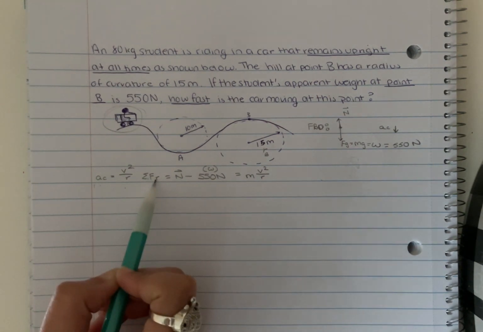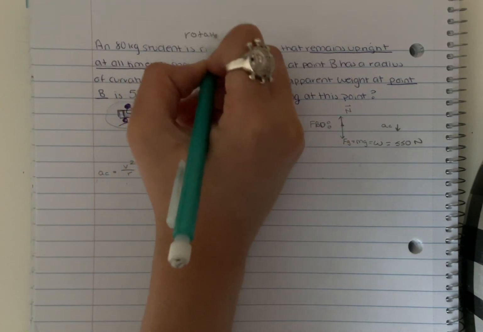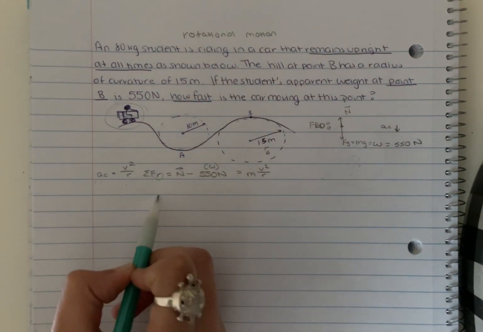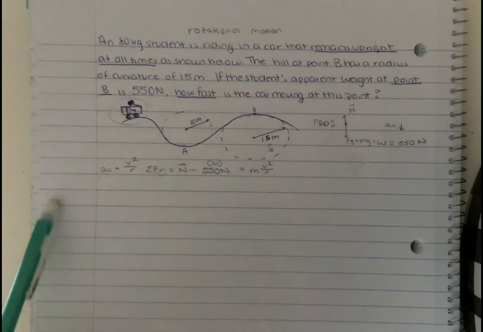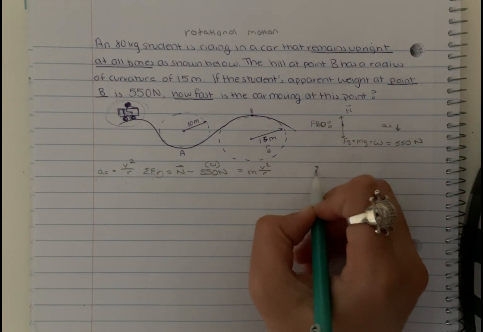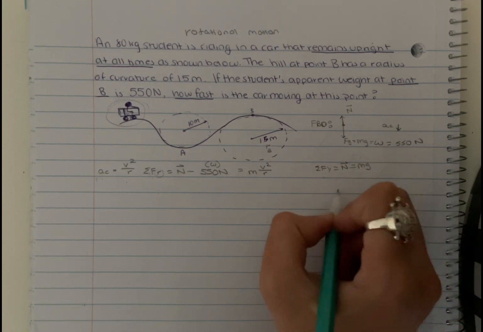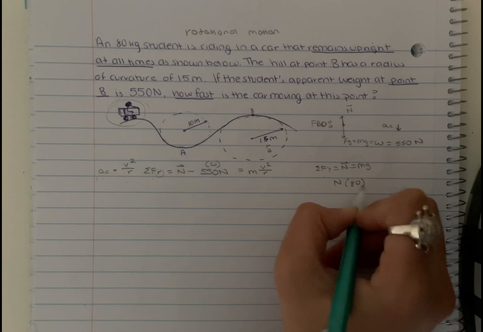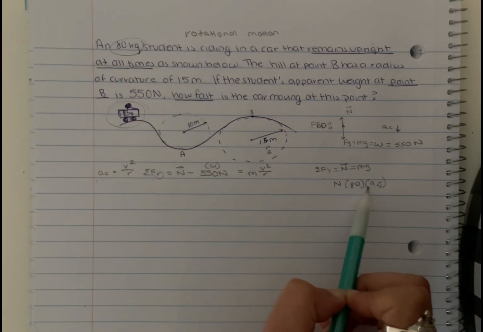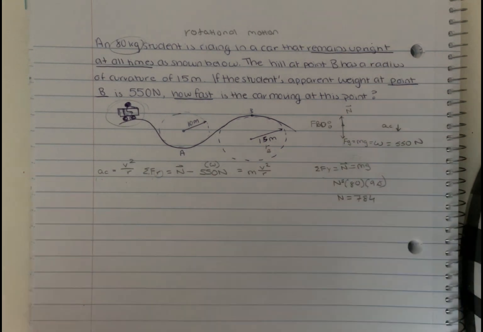And this is the force due to rotational motion. This problem involves rotational motion. That is what the r signifies. So what we don't know is the normal force. But according to the forces in the y direction, normal force is equal to mass times gravity. So normal force is 80 times 9.8, because it's an 80-kilogram student and gravity. So the normal force is 784.